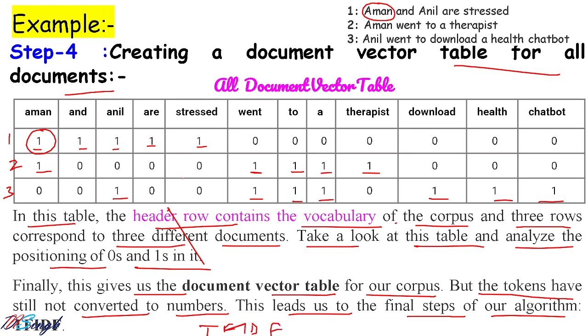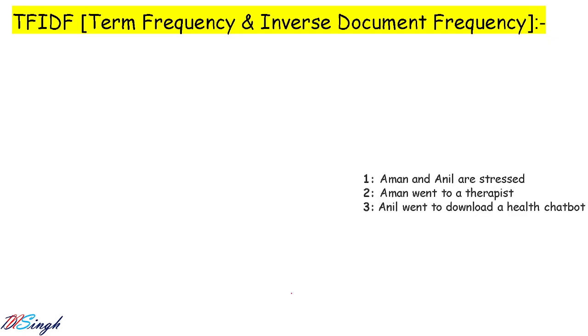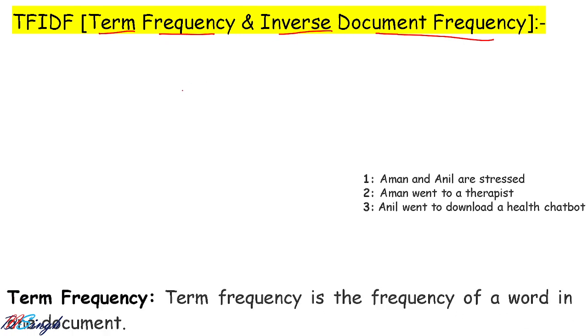Okay, so till now these words have not been converted into numbers, and now we are going to see what is TF-IDF. I hope you people are following until here. Let us go to TF-IDF. What is the full form of TF? Term frequency, and term frequency and document vector table are the same. Inverse document frequency is something different, I will tell you.